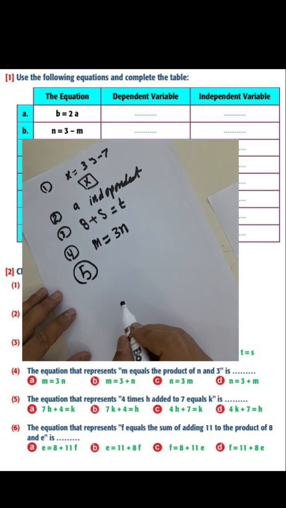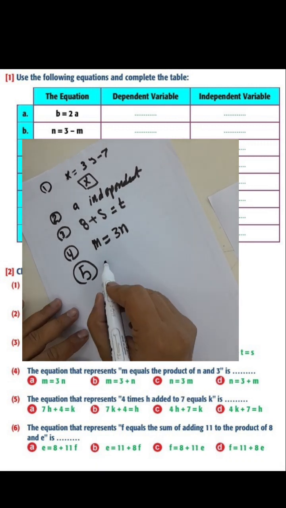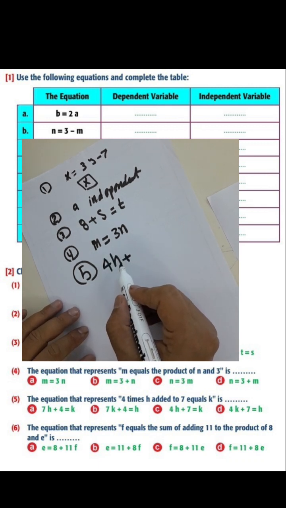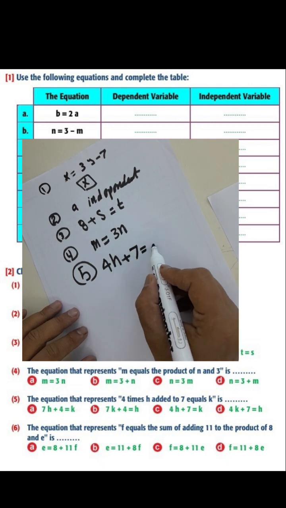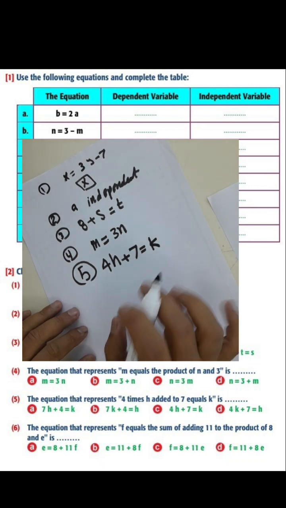Question number 5. The equation that represents 4 times h added to 7 equals k. 4 times h will be 4h, added means plus 7 equals k.